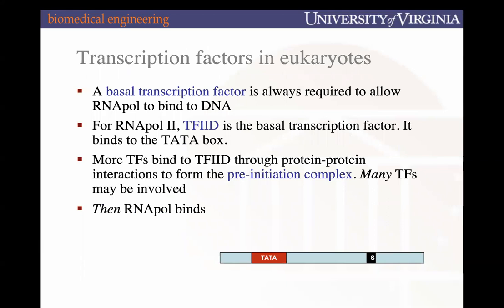What's really key here is that there are some transcription factors that don't need to be activated by some kinase. We have these, what we call basal transcription factors, that are always required to allow RNA polymerase II to bind to DNA. For RNA polymerase II, that basal transcription factor is called TFIID. Excuse me. What that means is that if that promoter is open, if it's available, TFIID will always bind. That's one key thing I want you to know, that this is a basal transcription factor.